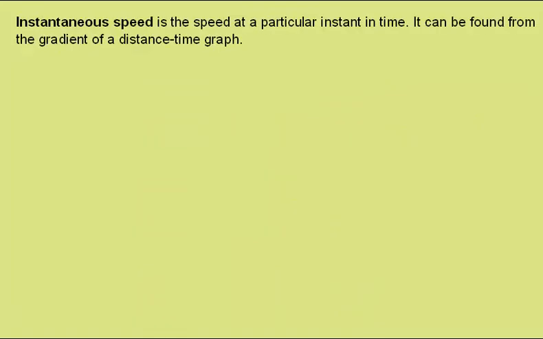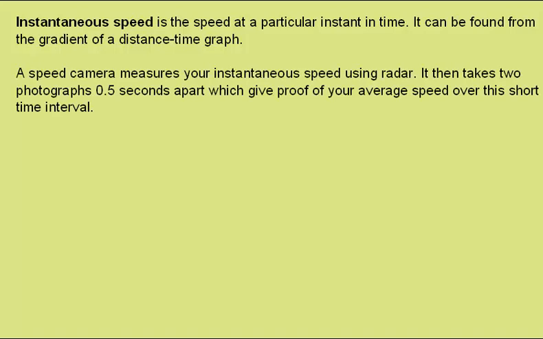Instantaneous speed is the speed at a particular instant in time. It can be found from the gradient of a distance time graph. A speed camera measures your instantaneous speed using radar. It then takes two photographs half a second apart. This is to give proof of your average speed over this short time interval. In general, your instantaneous speed and your average speed over such a short time interval will be pretty much the same.